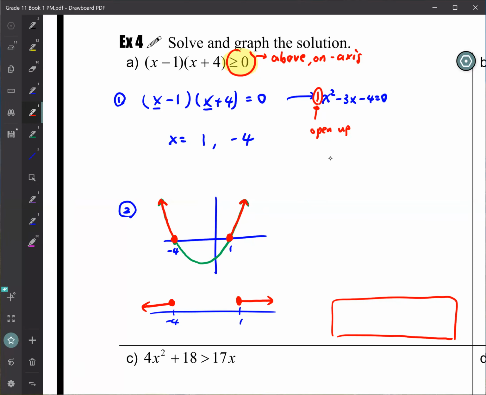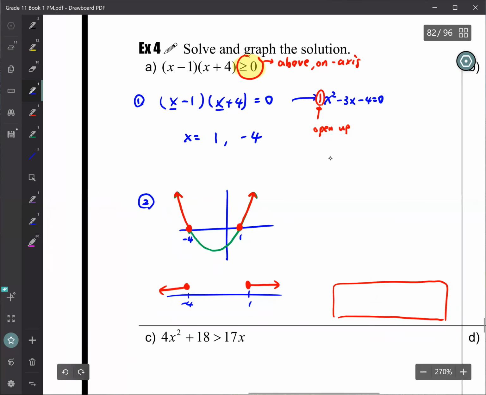Okay, how do we write the answers then? Okay, Marcus, how do we write the final answer? x is less than or equal to -4, because it's a solid circle. And then x is greater than or equal to 1. Yeah. Okay.